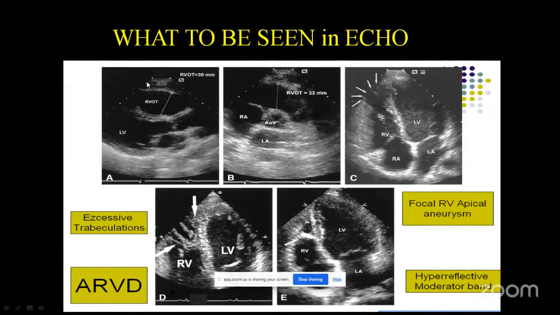The RVOT is dilated in the long axis view, as in the short axis view is also demonstrated. The RVOT size is 32 millimeter, and the apical aneurysm is demonstrated, and the excessive trabeculations in the RV, especially in the RV apex, and the hyper-reflective moderator band. These are all the few features of ARVD by means of echo.